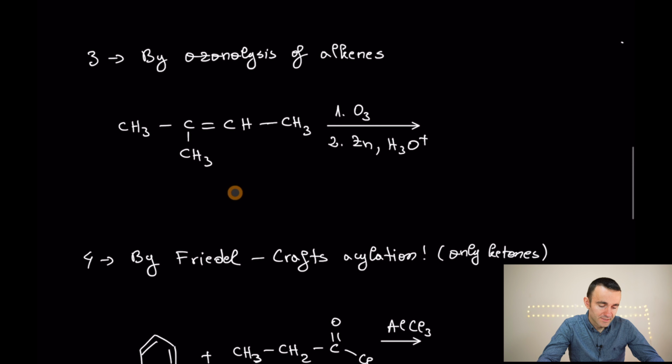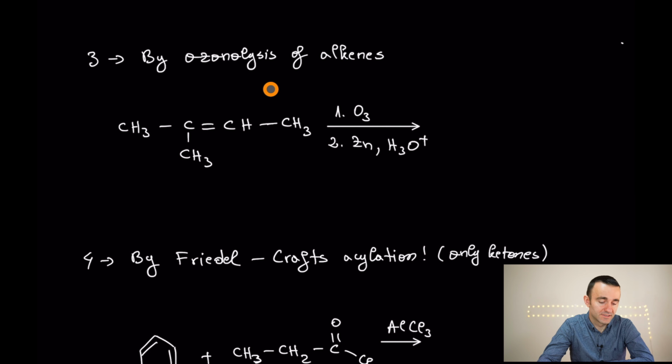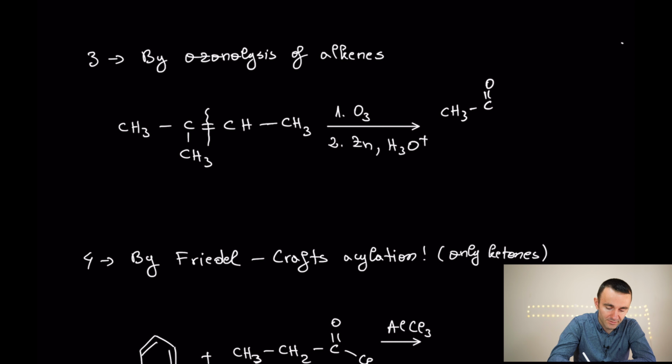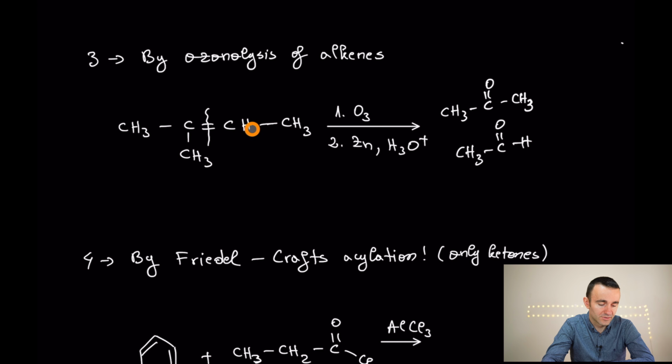By ozonolysis, another way that we learned from alkenes during their reactions. By ozonolysis, you break the double bond, and in the case that you have hydrogens, it's going to give an aldehyde. In the case that there is no presence of hydrogen, it's going to give ketones. Be careful at this. So this is going to give two products. The first one is acetone, and the second one is going to be ethanal. Okay? Because you have the presence of one hydrogen.